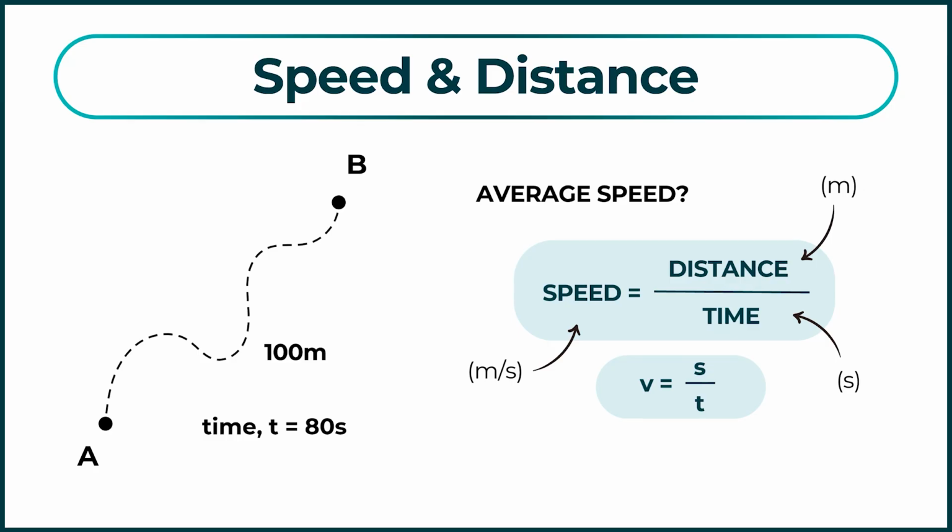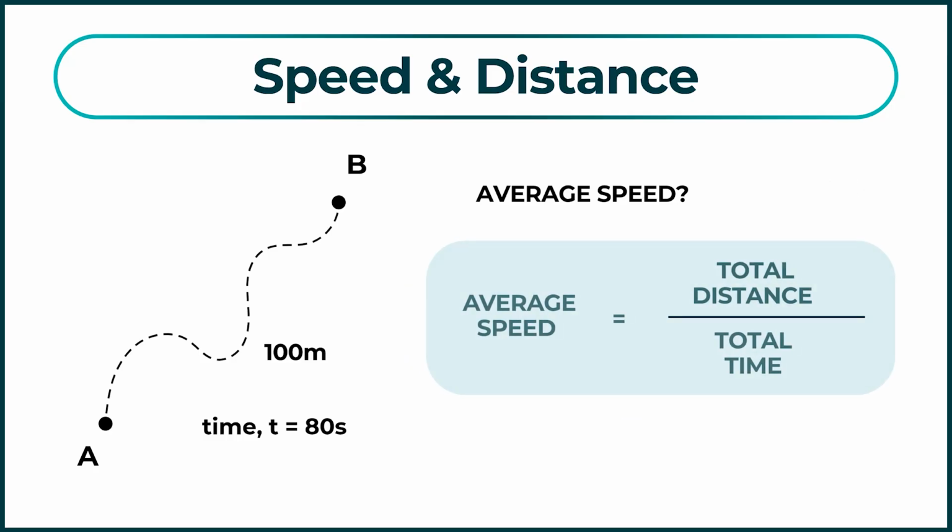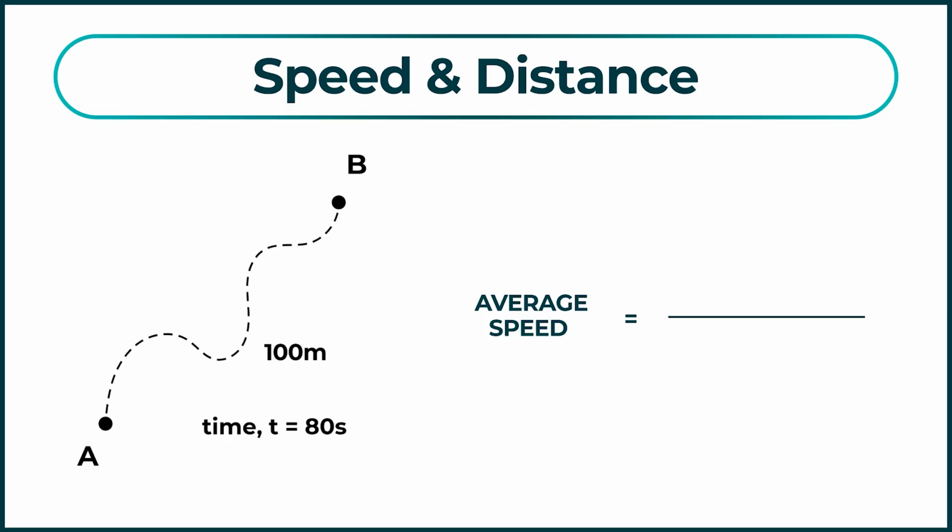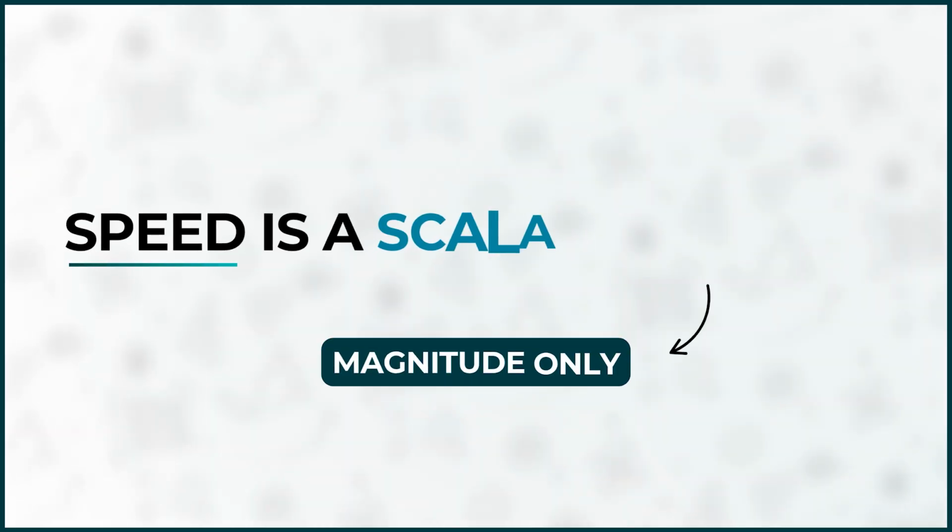But in this context, average speed is equal to total distance traveled by the boy divided by the total time taken. Therefore, average speed is equal to 100 meters divided by 80 seconds, which is equal to 1.25 meters per second. However, the speed does not indicate in what direction the boy walks. It only shows the magnitude, that is, how fast he walks. Therefore, speed is a scalar quantity.